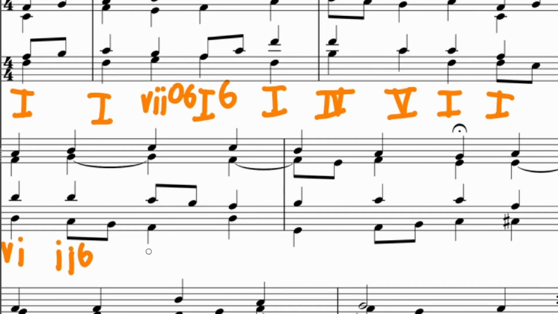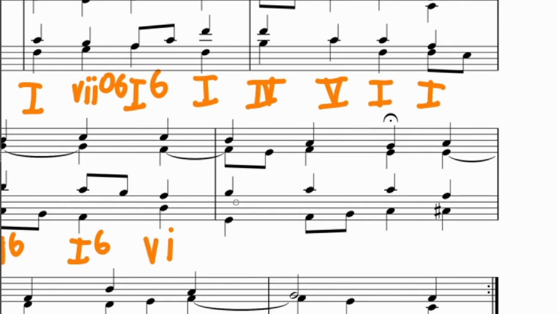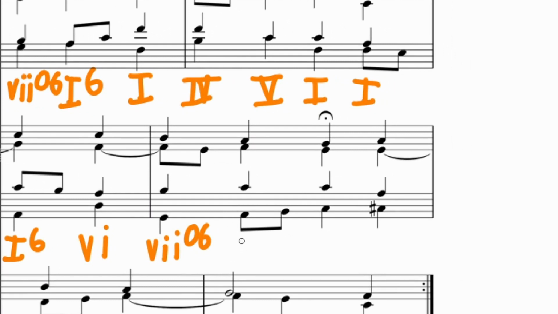Alright, and now we've got another confusing one. However, I would say this is quite simply a 1-6. This G is a suspension held over from here that then resolves over here, but by the time it resolves we actually change to 6 instead of 1, but there you go. And then here we go again. We're back at that 7 figure that we had earlier. It's not really a figure, it's just a single chord, but you know. Then we have a 1-6.